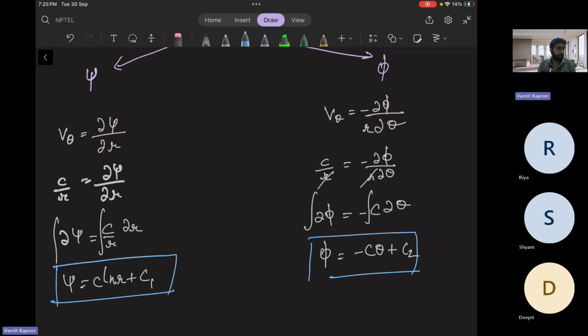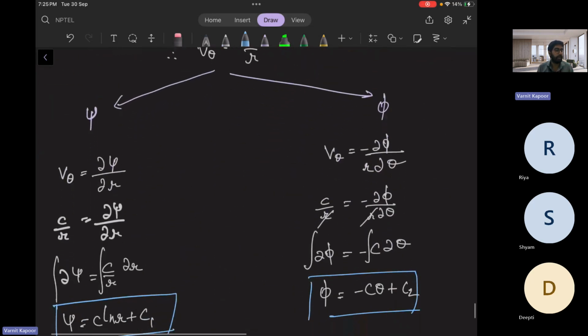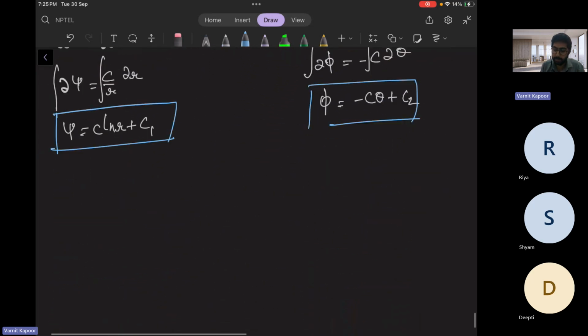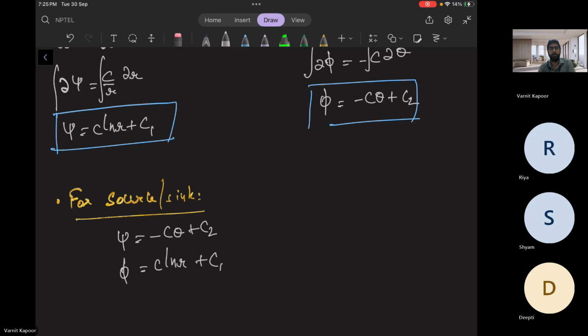Okay, so this is for the free vortex condition, which you have to prove. And for source and sink, it is just opposite. For source and sink, you need not go into the proof, but just remember that if the condition is like source and sink, then psi is minus C theta plus C2, and phi is nothing but C ln r plus C. Okay, C ln r, the opposite of the above.